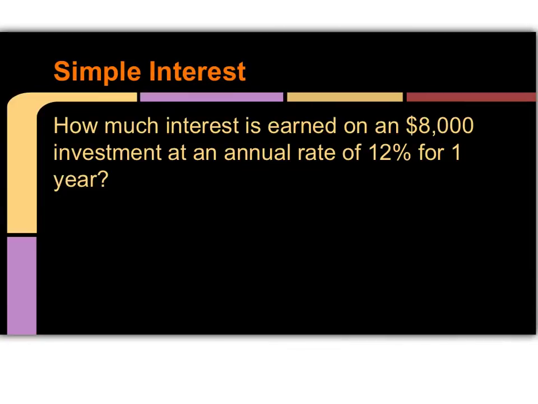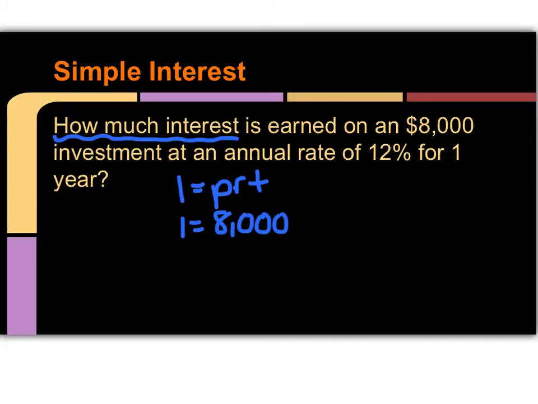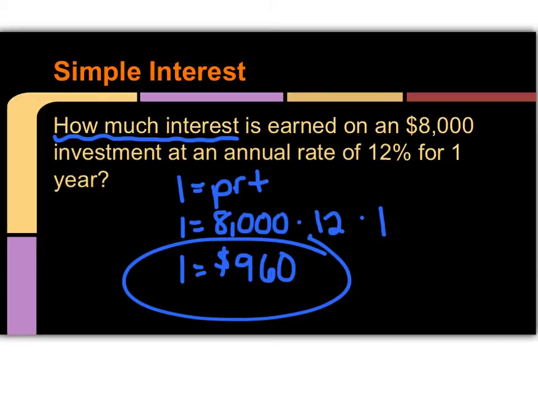How much interest is earned on an $8,000 investment at an annual rate of 12% for 1 year? Same formula. They want to know how much interest, so I know the I is the thing I don't know, the interest. The principal is what I started with, the investment, which is $8,000, times the rate of 12%, which becomes 0.12, for 1 year, so times 1. That means the interest equals $960.